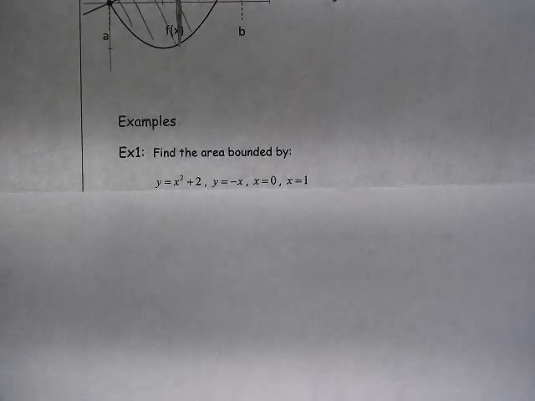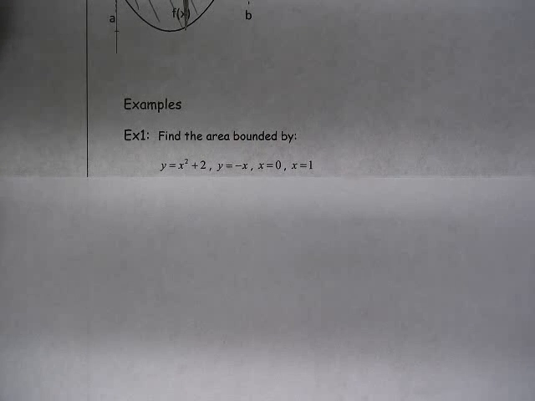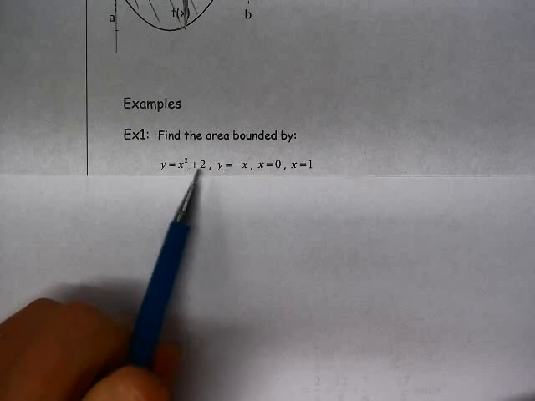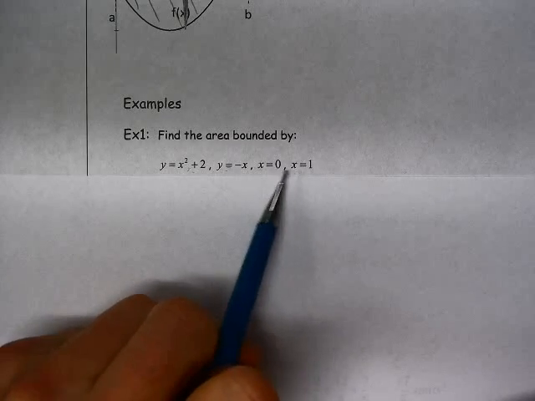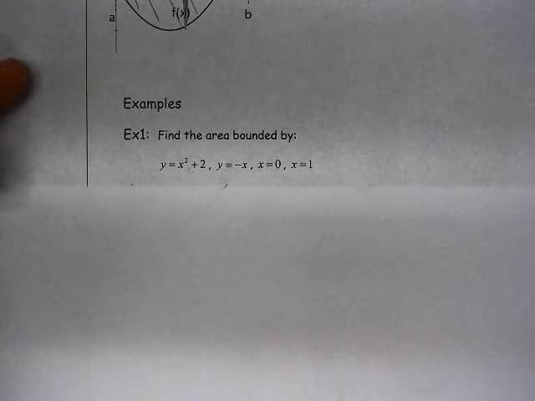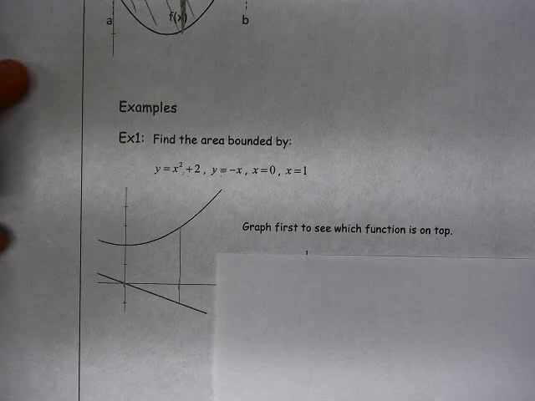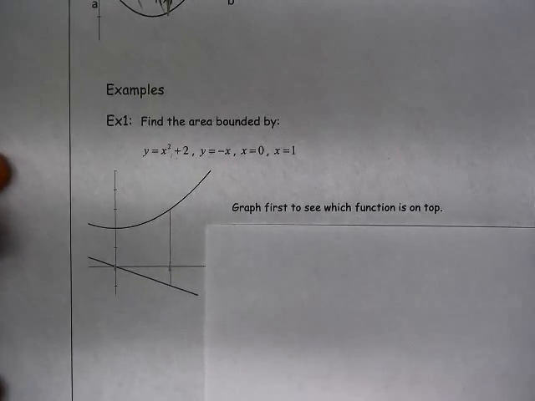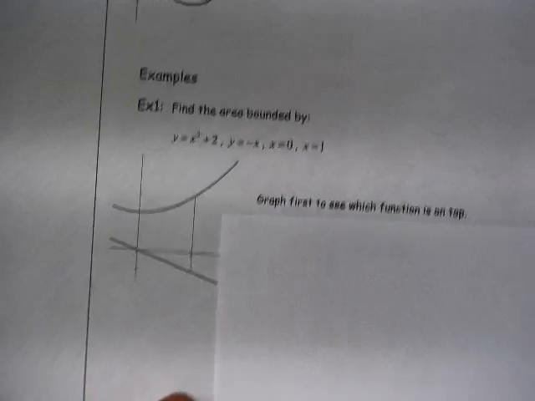All right, so our first example, we're going to find the area bounded by these four equations. Notice there's four equations here. Sometimes there will be four: I have two functions, and then I have x values. So the first thing I need to do is graph these four equations and see what area we're talking about. What area is bounded by these four functions?